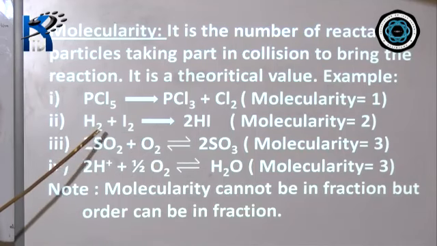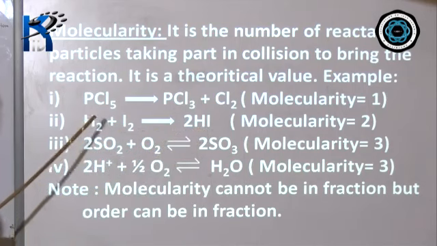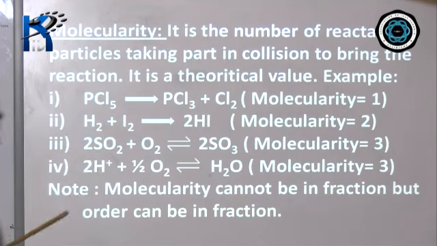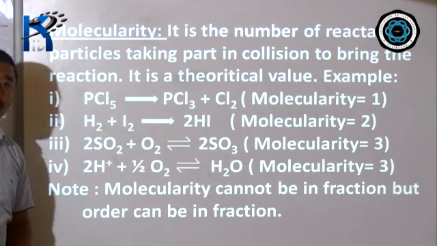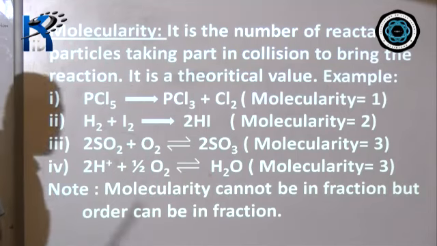Now, in the second reaction, hydrogen and iodine react to form hydrogen iodide. If you see the coefficient of the reactant here, it is 1, and here it is also 1. So 1 plus 1 makes it 2. So the molecularity is 2. And if the molecularity is 2, we call it a bimolecular reaction, meaning those reactions whose molecularity is 2.